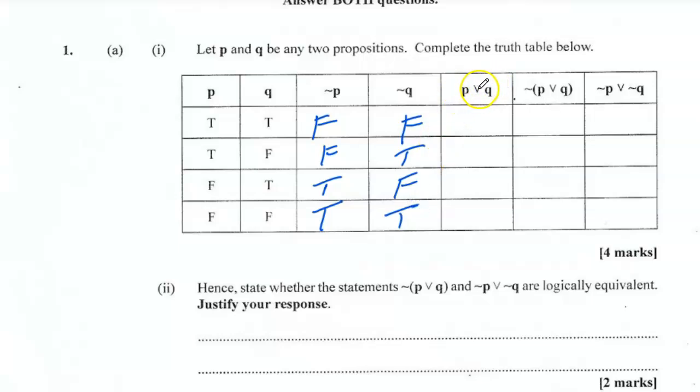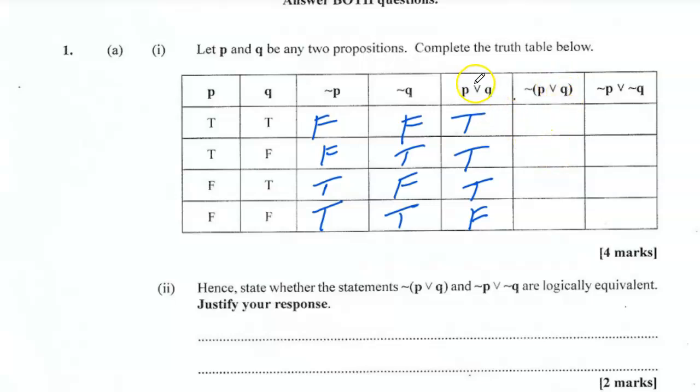P or Q, the symbol is P or Q. So P or Q, the only time it's false is when both of them are false, right? So this is true. We're combining the first two columns using the OR conjunction. So it's true, and if both statements are false, then the compound statement is false.